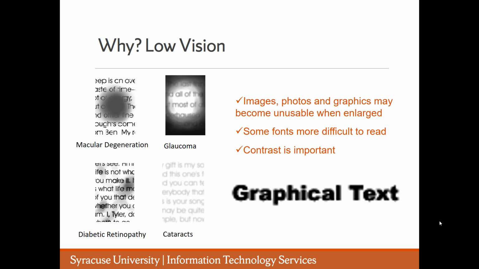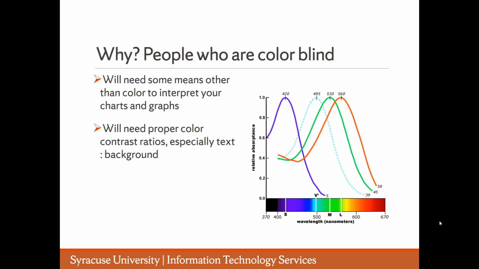For people who have low vision issues resulting from, for example, macular degeneration, glaucoma, diabetic retinopathy, or cataracts, you need to consider things like whether your fonts are legible and whether you have good enough color contrast between the text color and the background color. Also, you may have experienced this yourself, graphical text doesn't scale. Text that is presented as an image usually becomes difficult or impossible to read when enlarged. It may become fuzzy or pixelated.